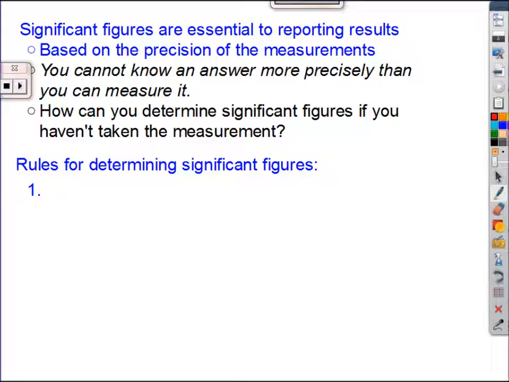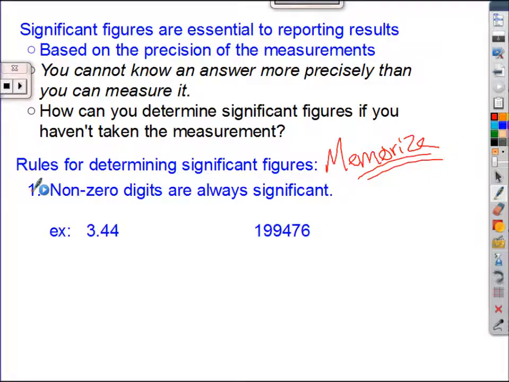So some rules, again, pause this, write this down. You need to have this memorized for the test. And I'm going to make a note of that. So memorize these rules for the test. You have to know them. Non-zero digits are always significant. So if I'm given a number of 3.44, this has 3 sig figs in it. They're all the numbers count.